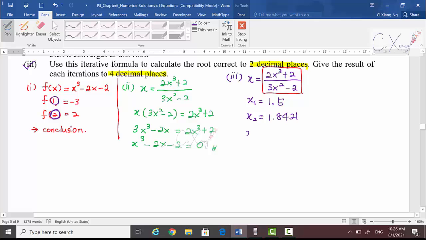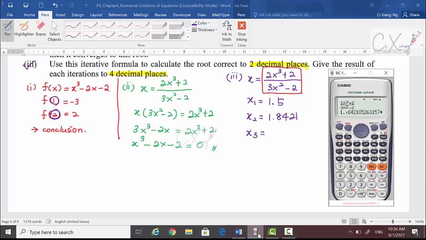Okay, then now I want to get the third value, x3. How can I get the value x3? From the screen just now in the calculator, don't press anything. You just press the calculation button again. They will ask you again, what is the value of x?